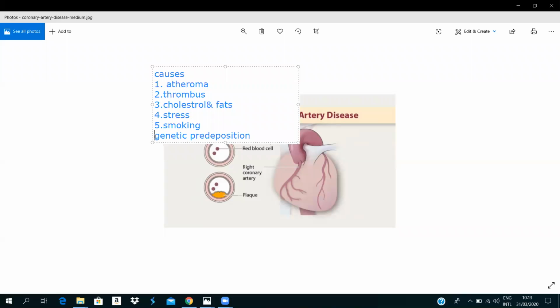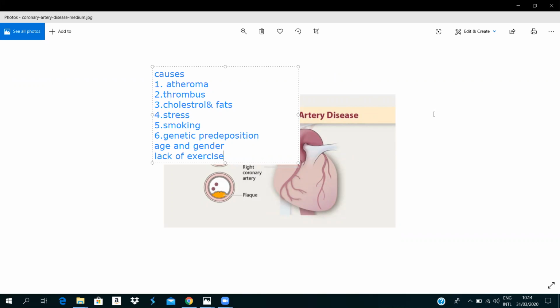This is number six, and you can write it as you like. Number seven is the age and gender. Number eight, lack of exercise. All of these are the causes which lead to coronary heart disease. They are the causes first, but we will talk about them one by one.